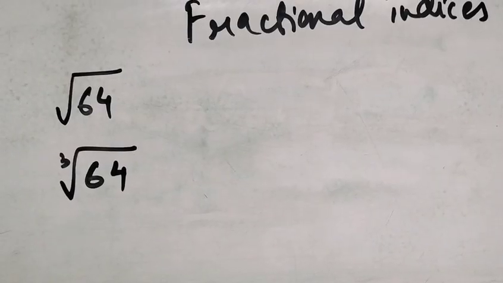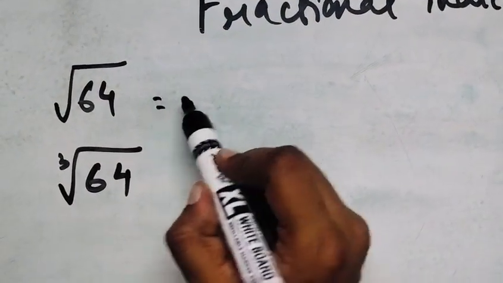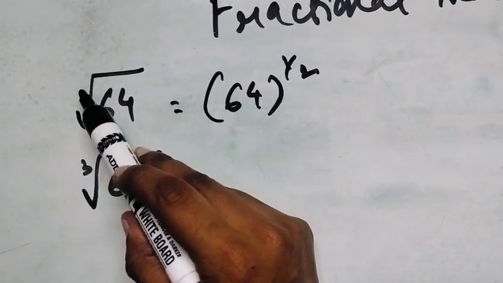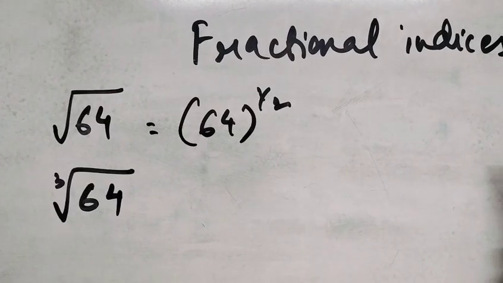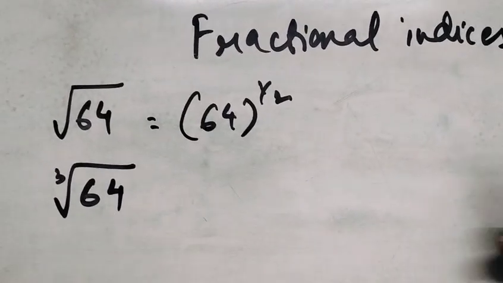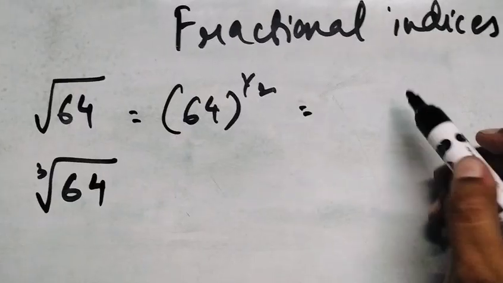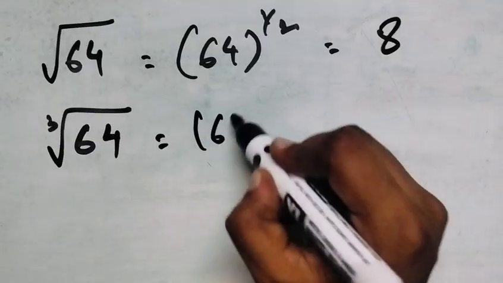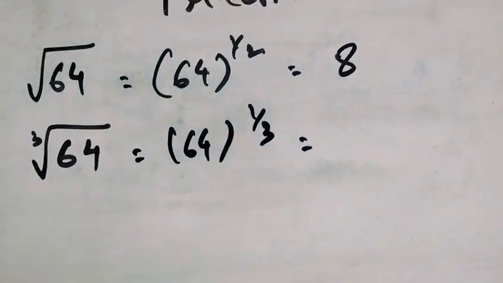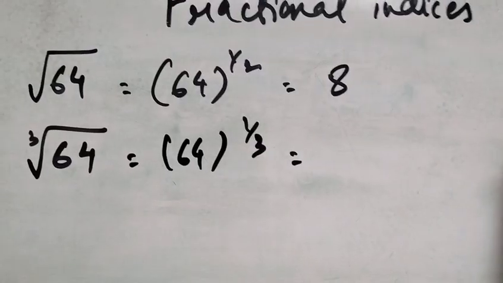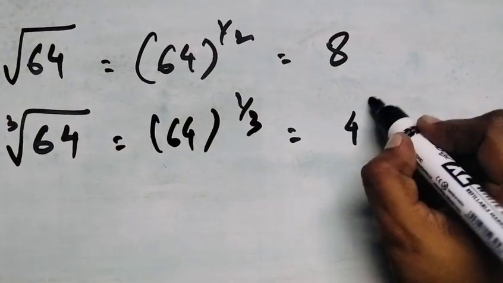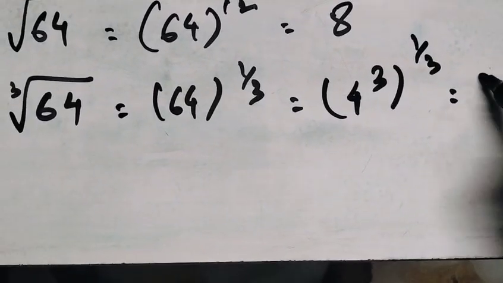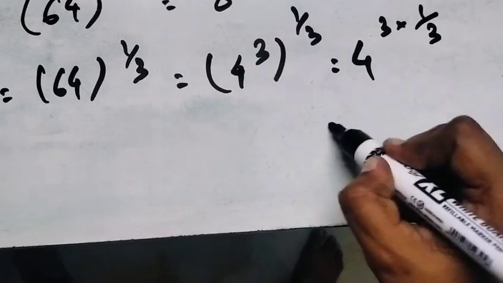Let us take more examples. When you have root over 64, this is the same as writing 64 to the power half. That is, when nothing is mentioned over here, we are talking about n equal to 2, or the square root. 64 power half, or root over 64, is going to give you 8. But when you write down 3 over here with 64, that is nothing but 64 to the power 1 by 3. That is the cube root of 64. Cube root of 64 is nothing but 4, because 4 cube gives you 64, and you can write it as 4 power 3 to the power 1 by 3, which is nothing but 4 power 3 into 1 by 3, or 4 power 1, which is 4.